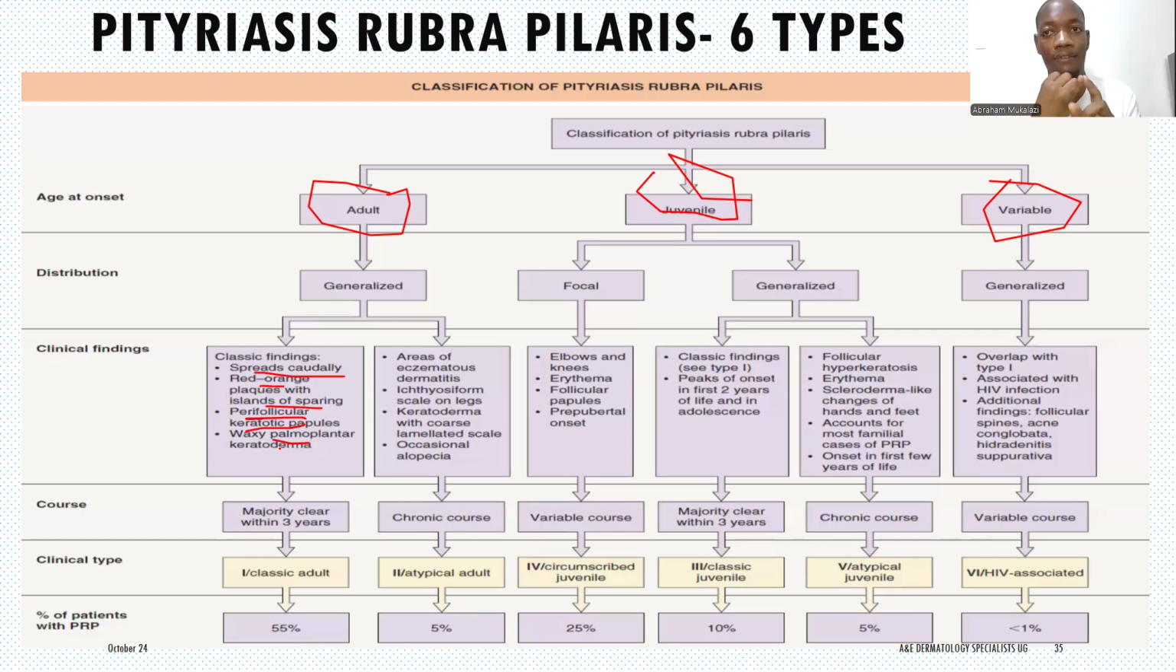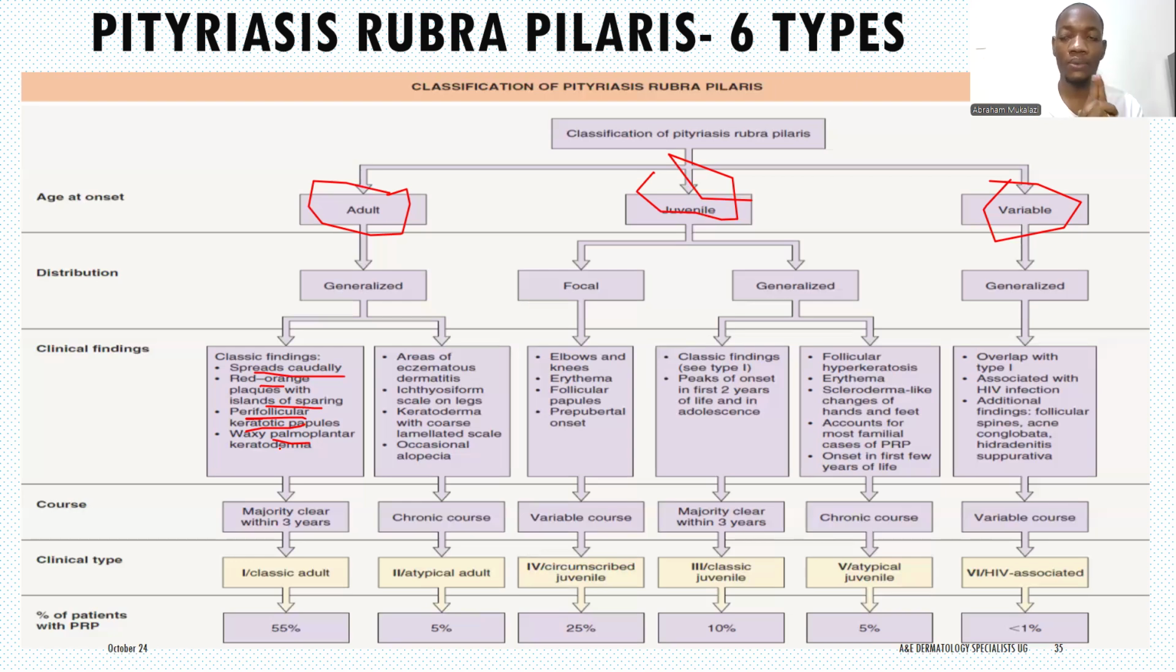So one, you would have the waxy palmoplantar keratoderma. Then you'll have the keratotic perifollicular papules. Then you'll have the islands of sparing. So that is the classical presentation. Usually, if it is adult onset and someone has all those features, we say this is classical or type 1 Pityriasis rubra pilaris.